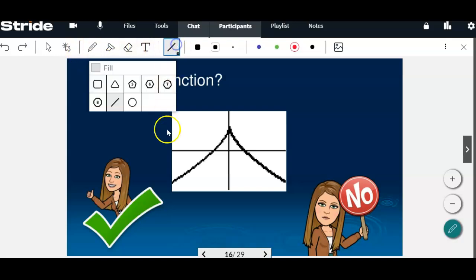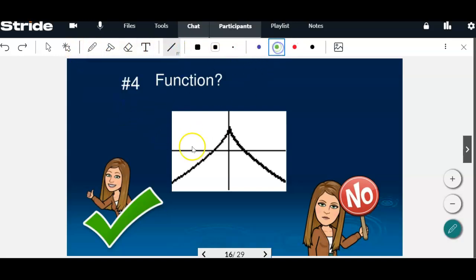This one, we'll do a vertical line test again. For graphs, we do vertical line test, unless you want to look at all the points. All right, only touches one place all the way across. Gets a green check.